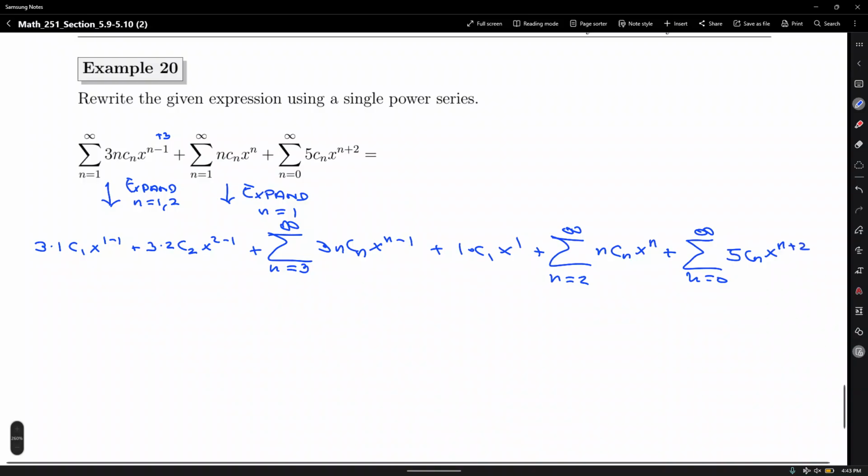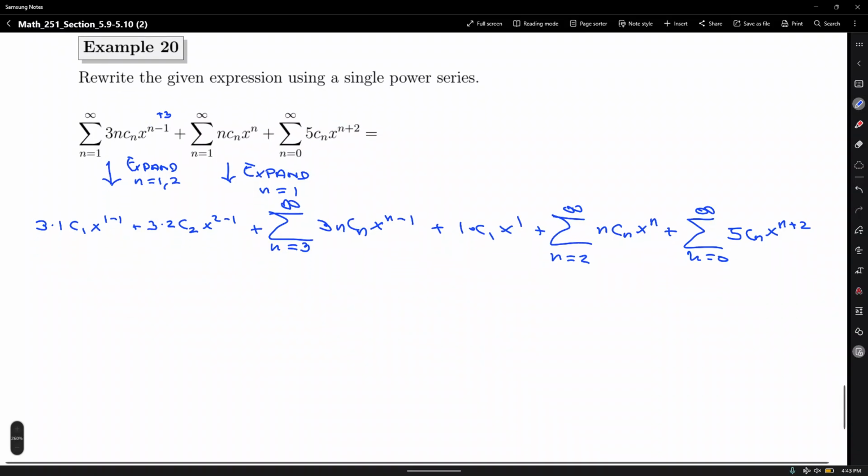All right. Let me write down the expansions at the beginning. Whatever we were left with, that is 3 times 1, which is 3 c sub 1 x to the 0, which is just 3 c sub 1, plus 6 c sub 2 x to the 2 minus 1, that's x to the first, which is just x. And over here, c sub 1 times x to the first, that's simply plus c sub 1 x.